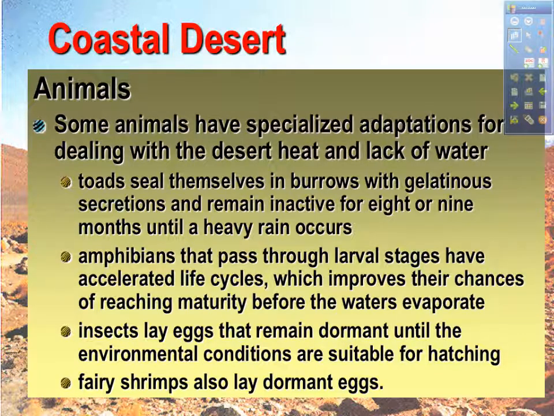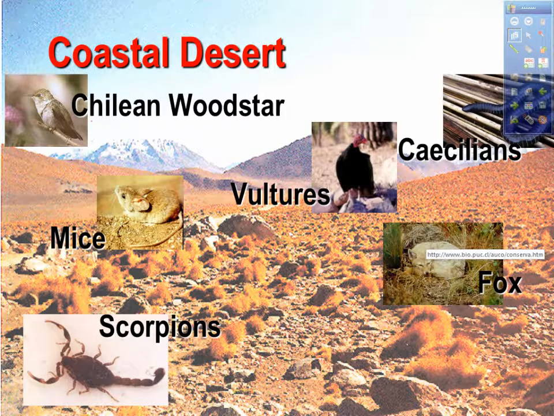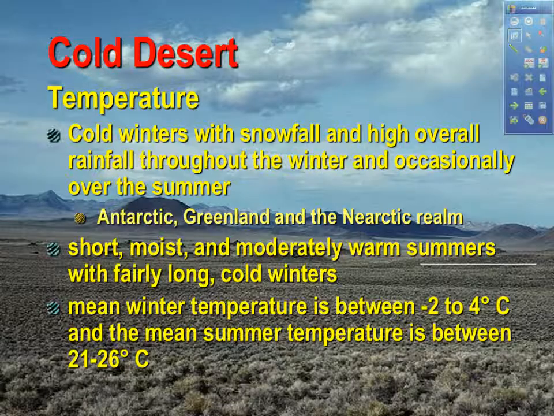The animals, pretty much the same plan. We see a few more of the amphibian type stuff, the toads and the frogs, salamanders, because they have a little bit more rainfall, so we can start to see that. So we see the options there, same general patterns for animals in a desert, coastal desert, or anything else.